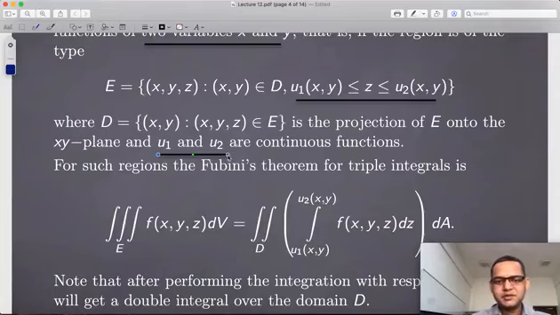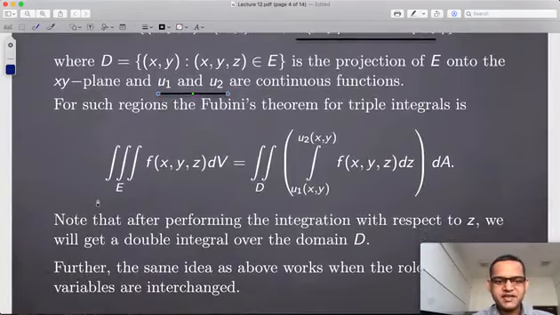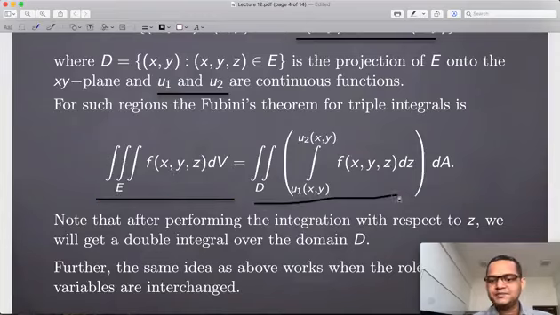Otherwise, we won't be able to compute the integral. Okay, so for such regions, I should say that the Fubini theorem can be written as a theorem. The Fubini theorem says that the triple integral of f over such a region is given by this. So what you do is integrate out z between these two surfaces.